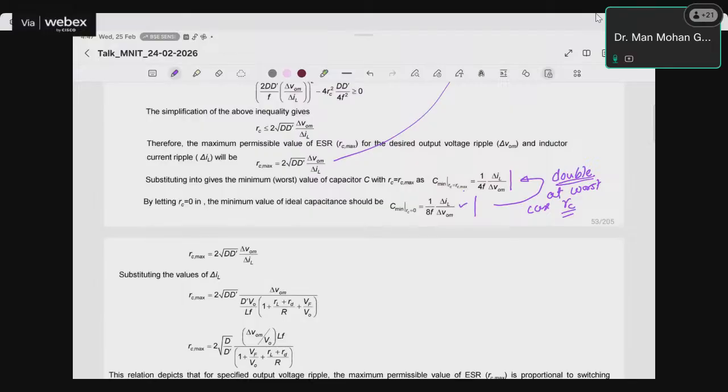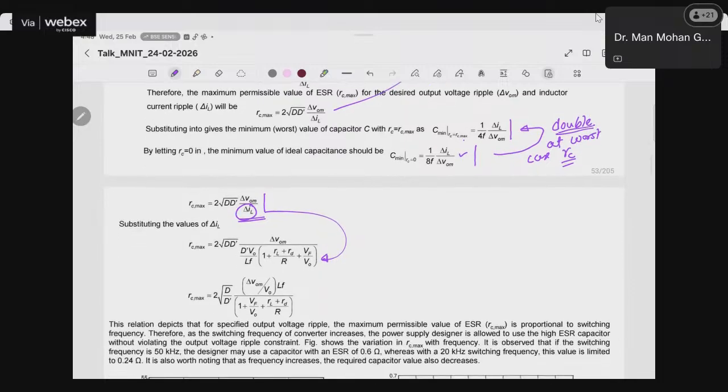So this was our value of RC max. We can put in the value of del IL now. We already know del IL when we write the equation for switch on and switch off. So that value of del IL we are putting here: 2 square root d dash del VOM divided by this value of del IL. We can simplify this and we get this final expression.